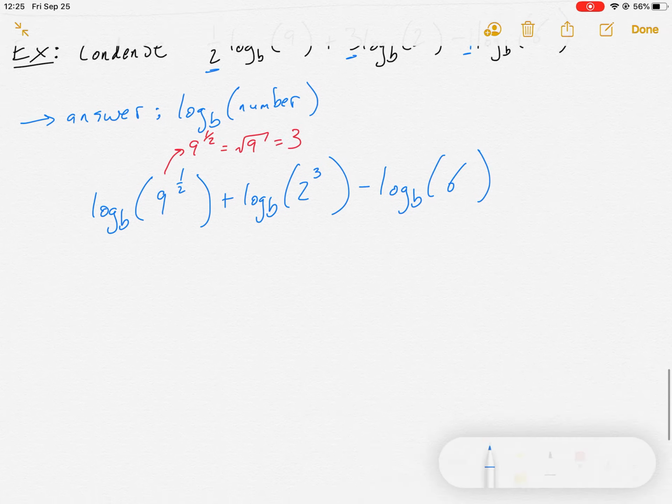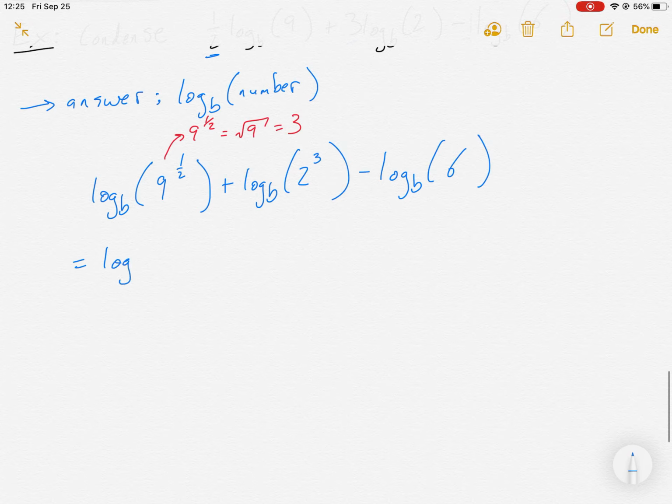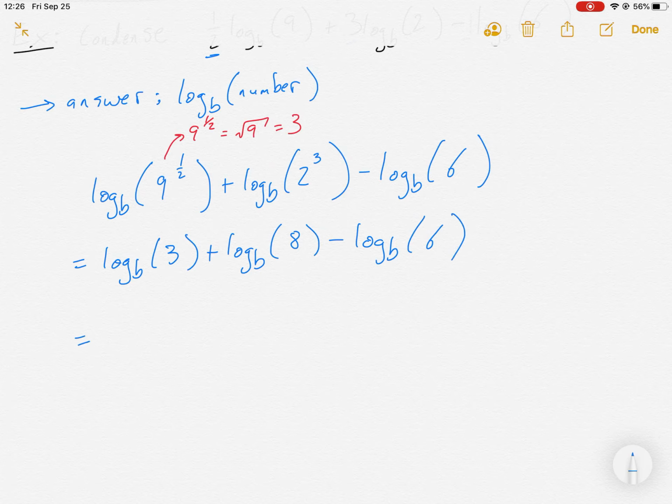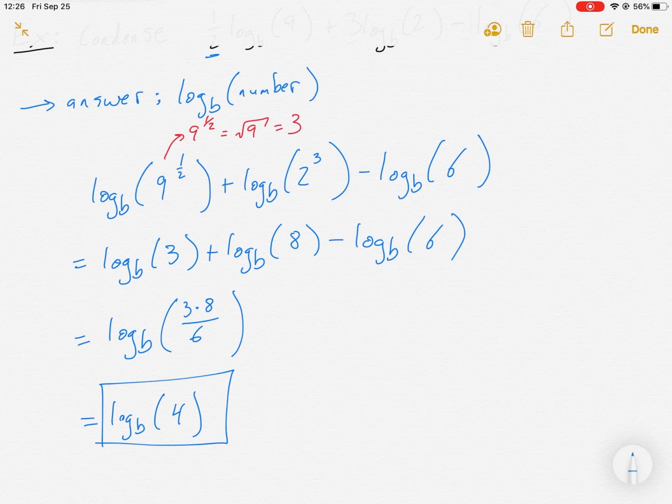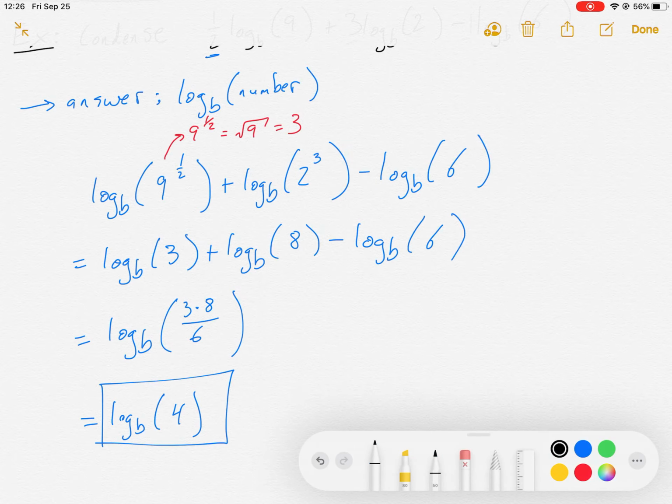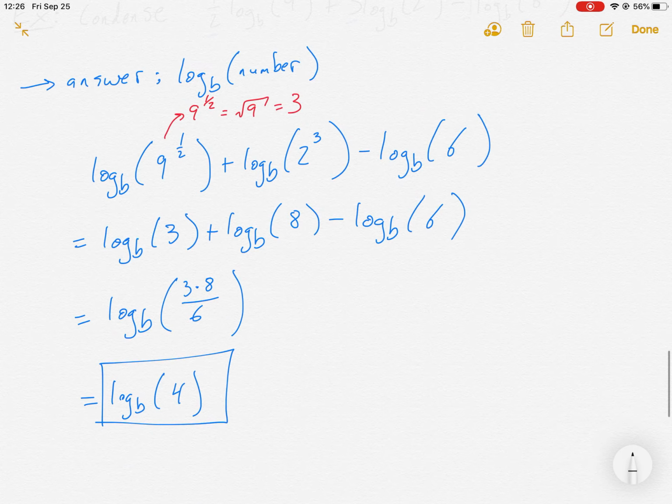So let's go ahead and before we actually combine these, let's take a look at what all of these equal. So I have log base b of 3 plus log base b of 2 cubed, 2 to the power of 3 is 8, minus log base b of 6. Now I'm going to rewrite this as a single logarithm, so it's going to be 3 times 8 divided by 6, which ends up being log base b of 4. And that is my final answer. We're not going to take it any farther than that because we don't know what the base is. So that is an example of condensing still, except there's a couple of extra steps where you actually have to figure out what the numbers equal.